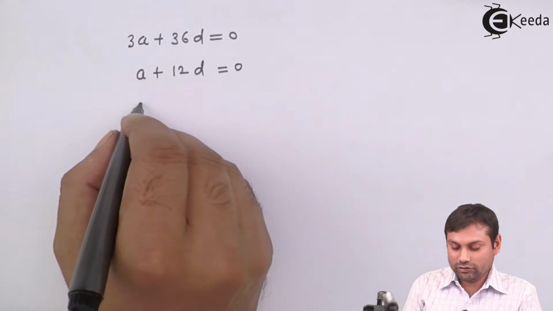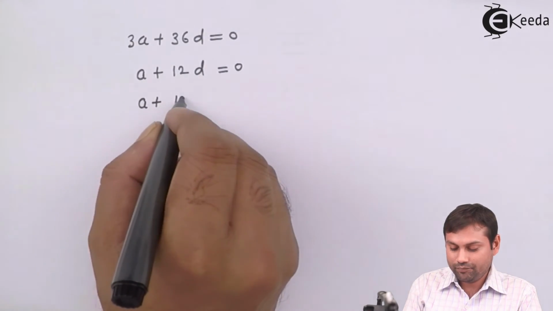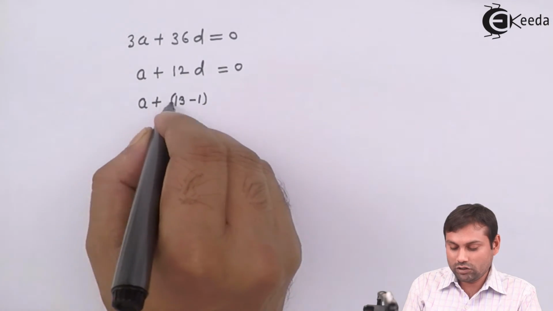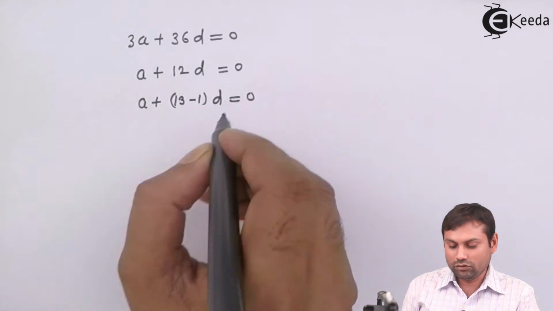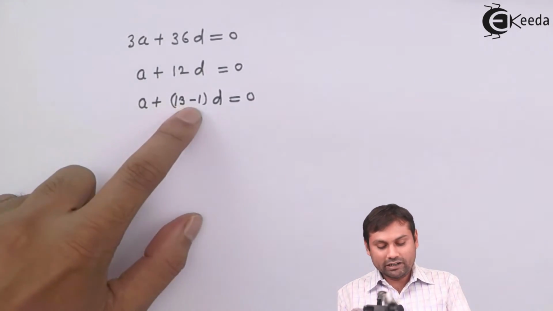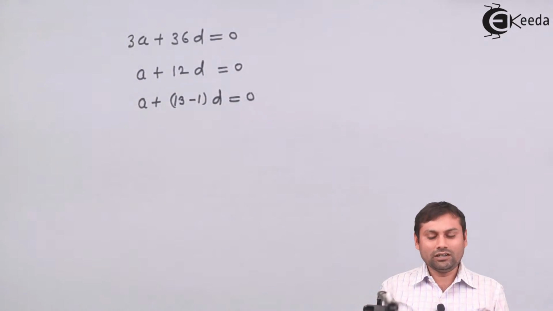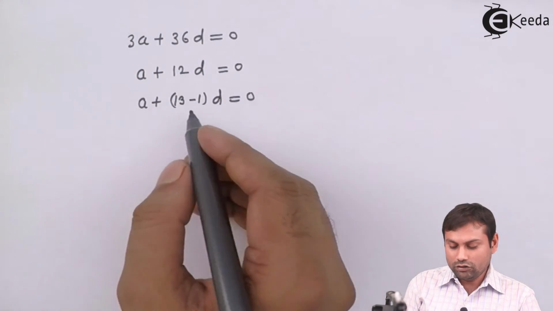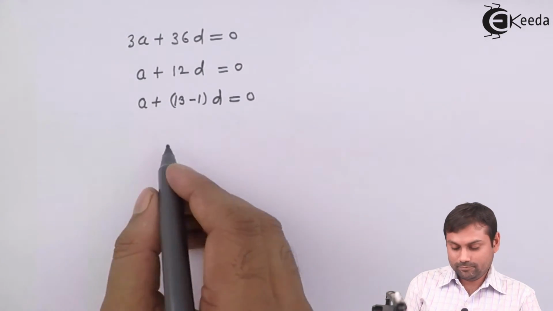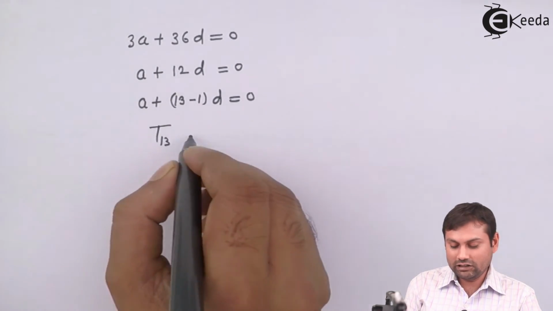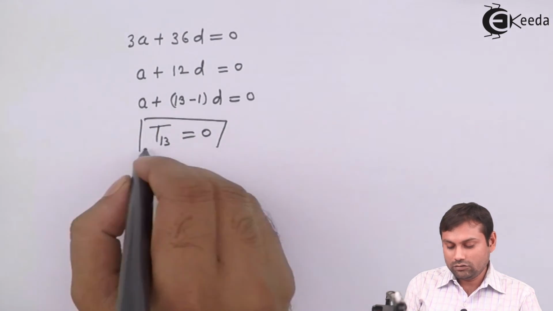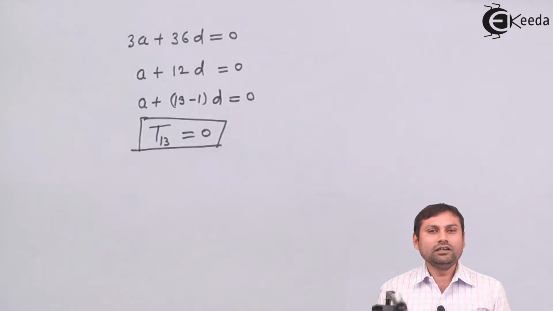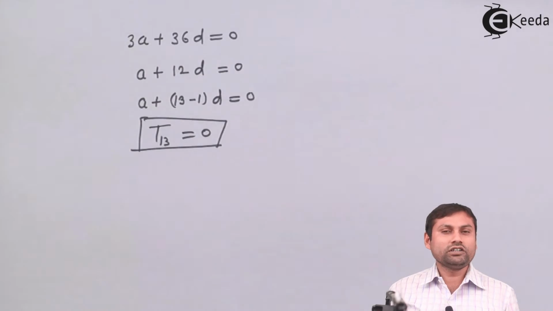Now we can write this as A plus (13 minus 1)D equals to 0. A plus (n minus 1)D, this is the nth term, na? Formula of the nth term. We compare it. So this is T13. So T13 is 0. So see how easily I have proved it. You can do it also.